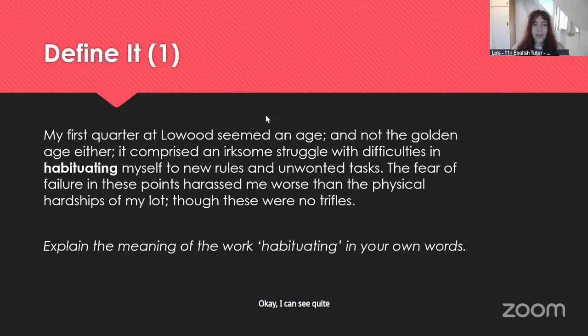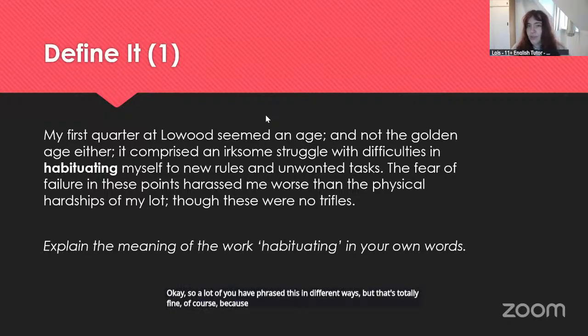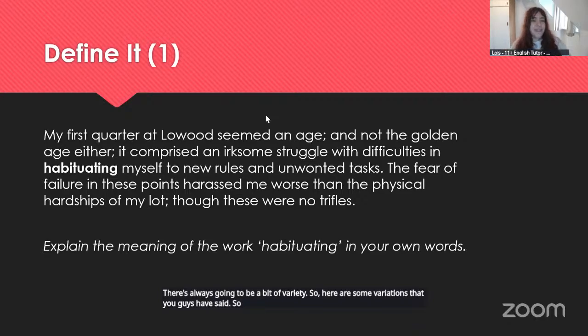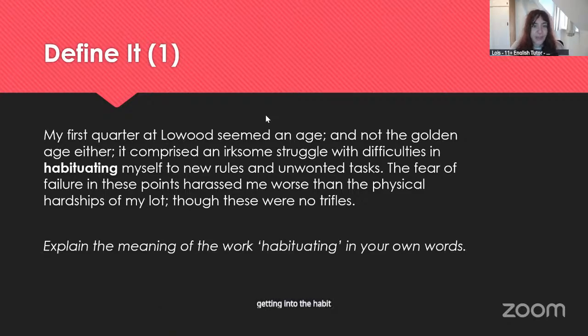Okay, I can see quite a lot of correct answers. Just having a little look through and see if there are any more. Okay, so a lot of you have phrased it in different ways, but that's totally fine, of course, because with these kind of ones, there's always going to be a bit of variety. So here are some variations that you guys have said. So it means getting settled into a place, getting used to, getting into the habit of, yes. Trying to make it a habit. I mean, yes, getting used to it.